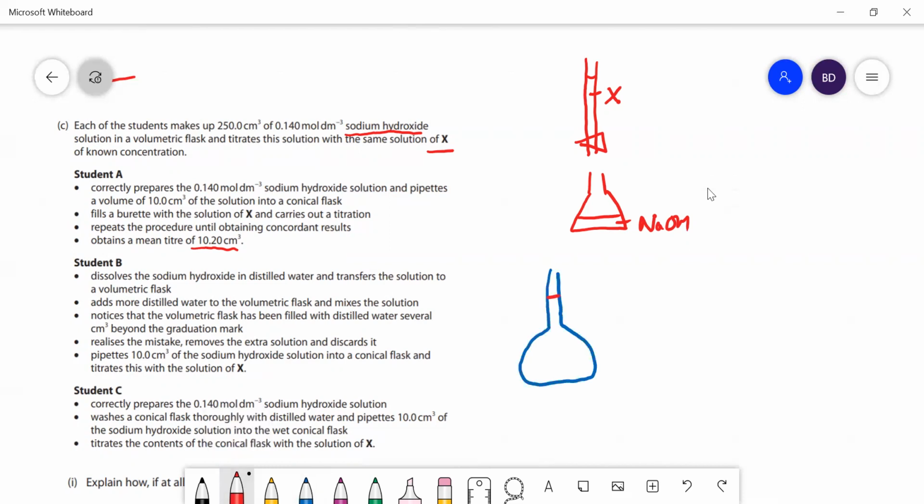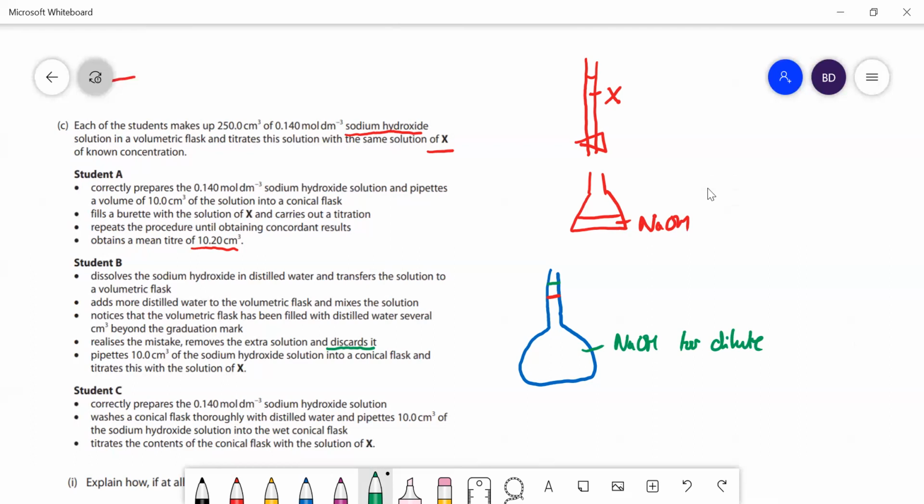And he notices when he's filled it up that he goes over the mark, and so he just throws away that extra bit. Okay, so he discards the extra bit. Of course, that's not going to help because this NaOH is too dilute. It's more dilute than he thinks it is, and we'll talk about that in the next question, I think.